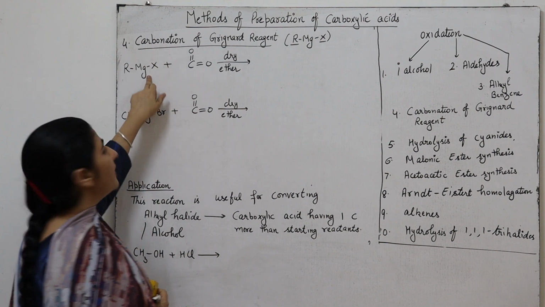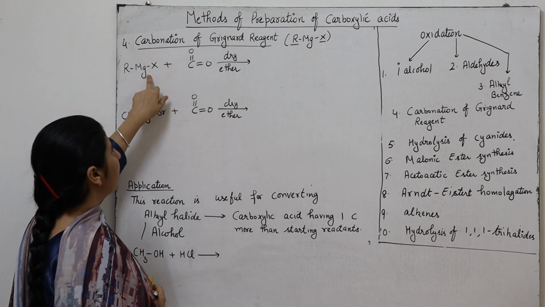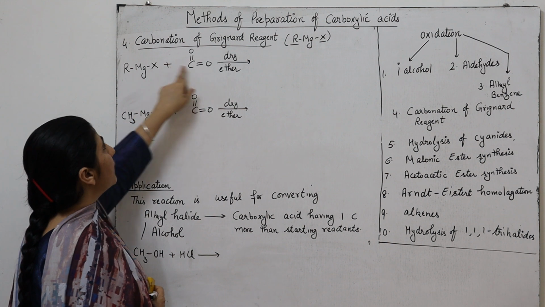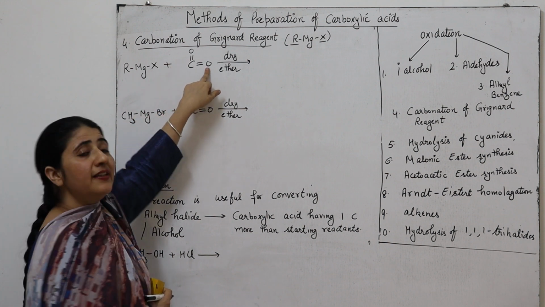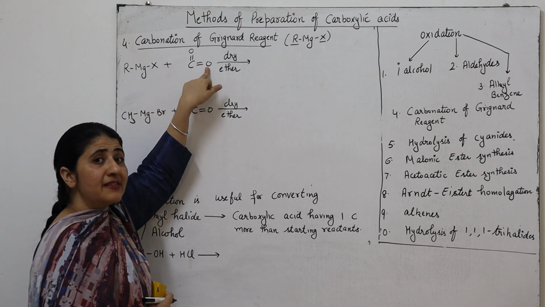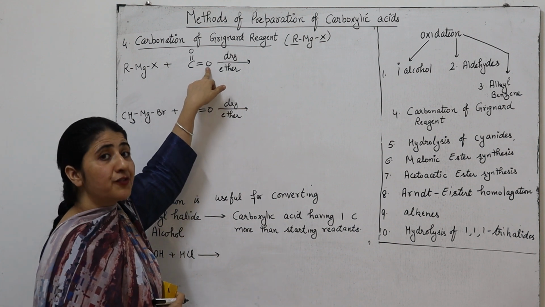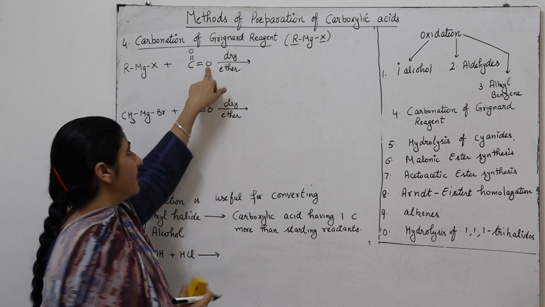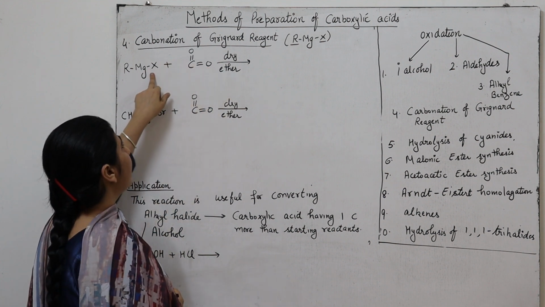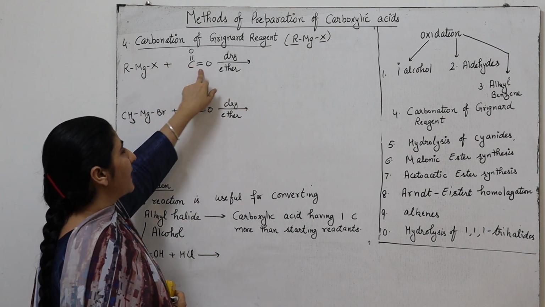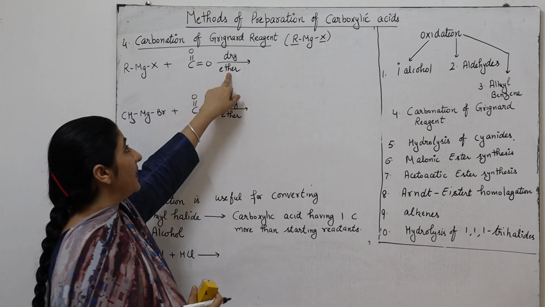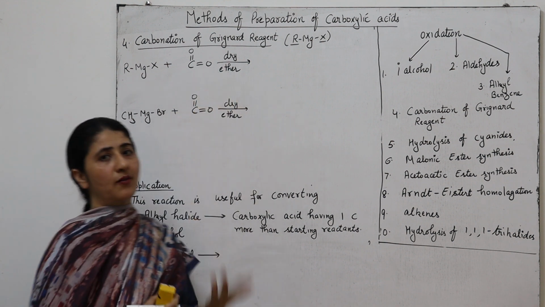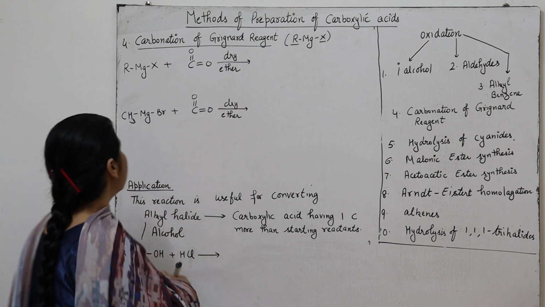So here we have the general formula of Grignard reagent that reacts with carbon dioxide. The carbon dioxide may be present in gaseous form or in solid form, which is known as dry ice. When the Grignard reagent reacts with carbon dioxide in the presence of dry ether, we get a carboxylic acid. So how does it actually take place?